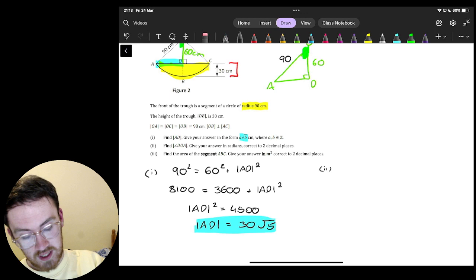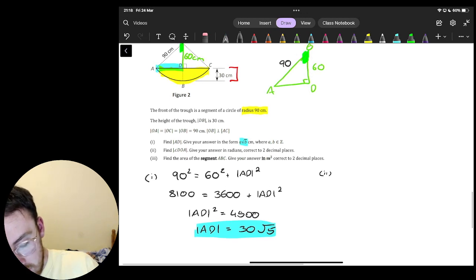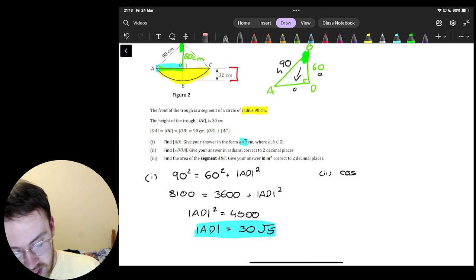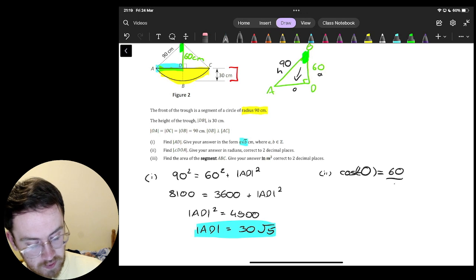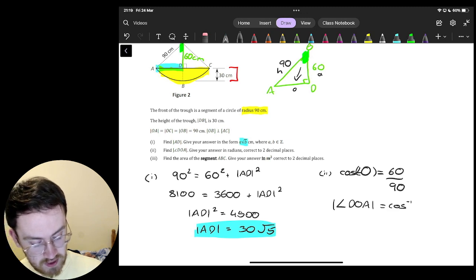So if we're looking at the triangle up here, obviously this is the opposite side, this is my adjacent, and this is my hypotenuse. So maybe we'll stick with the sides that they've given us already. So we'll go adjacent over hypotenuse, and that's cos, obviously. And then that means that my angle DOA is the cos inverse of that.